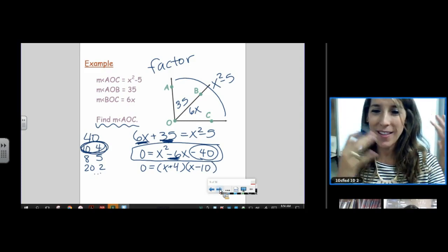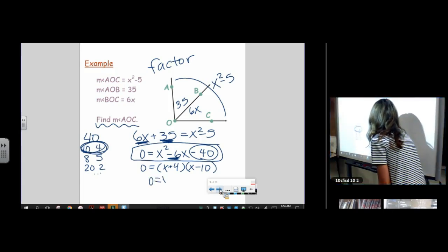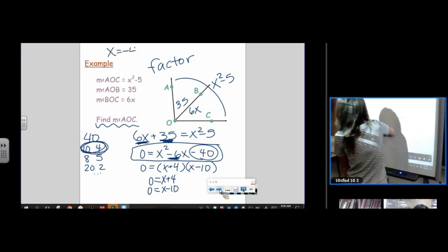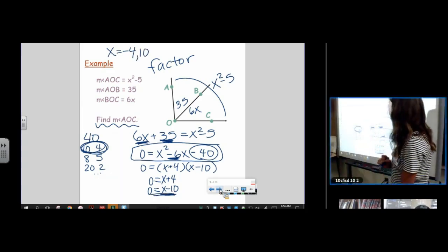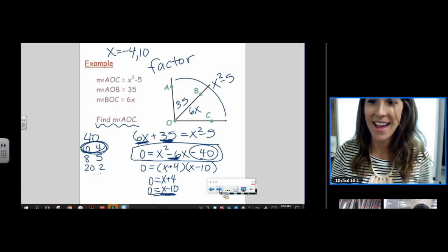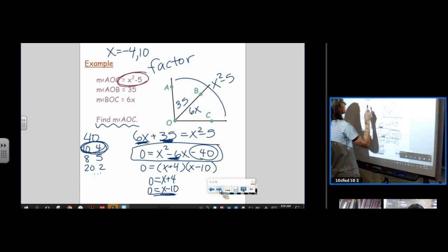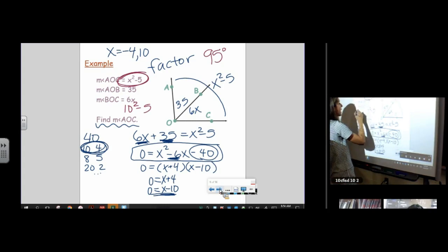Then you take each of those parentheses and you set it equal to 0. So 0 equals x plus 4. 0 equals x minus 10. You subtract 4 from both sides. You get x equals negative 4. You add 10 to both sides. You get x equals 10. Now we can finally answer what they asked. Find the measure of AOC. So here we go. We're going to plug x in. 10 squared minus 5. 100 minus 5. 95 degrees.